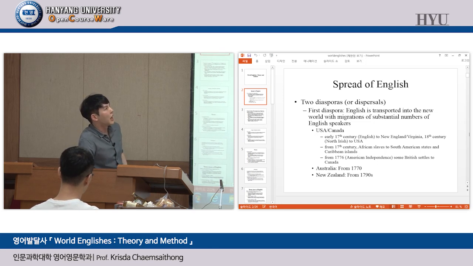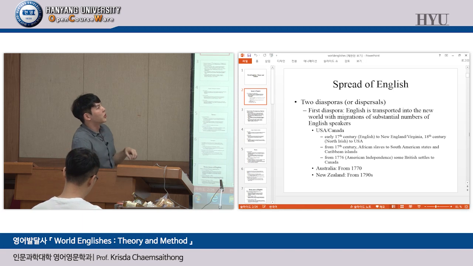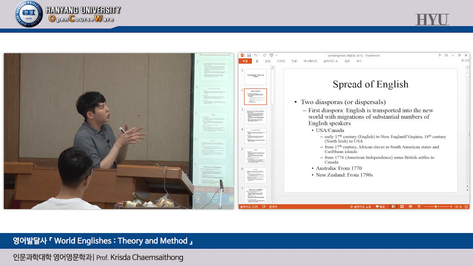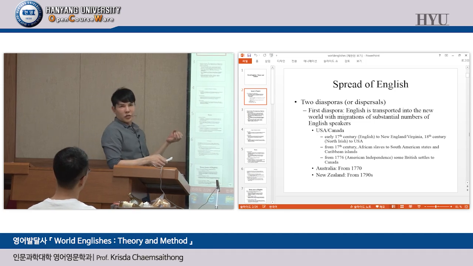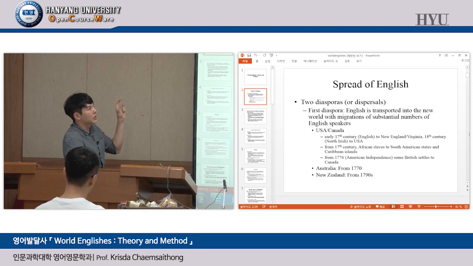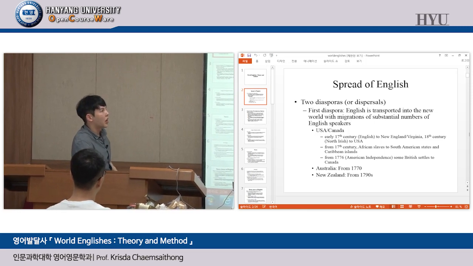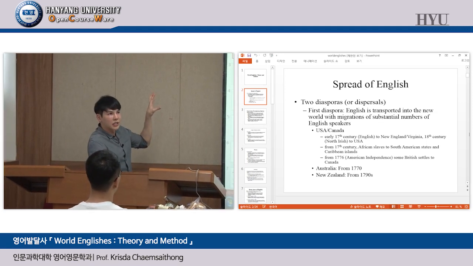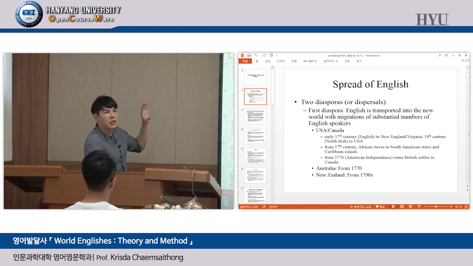Now, there are two spreads of English from England. There are two diasporas, two periods, in other words, or two dispersals. One, we call the first diaspora. This is when English is transported into the New World with migrations of substantial numbers of English speakers. American English is included in this period, so American English is part of this.